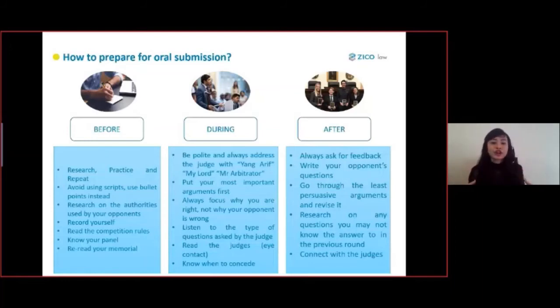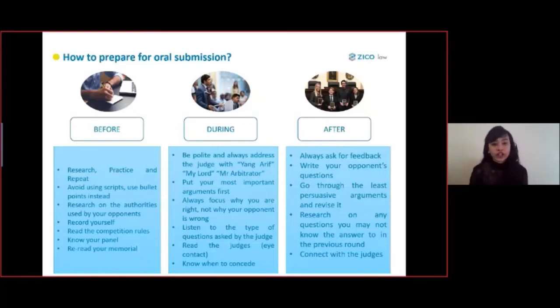And also, next is to listen to the type of questions asked by the judge to your opponent. Sometimes the judges already have in mind what they think the case should be. So if you want to know what type of questions or what issues they are most concerned with, always listen to the questions that they ask. And maybe your opponent could not answer the question, so use it to your advantage and incorporate it into your submission so that you look good in front of the judge.